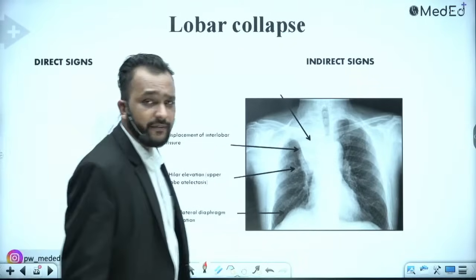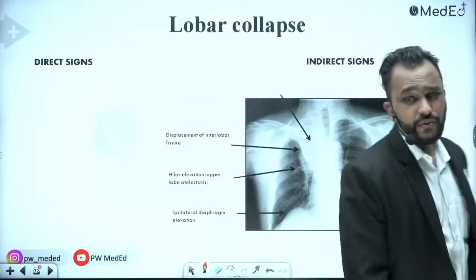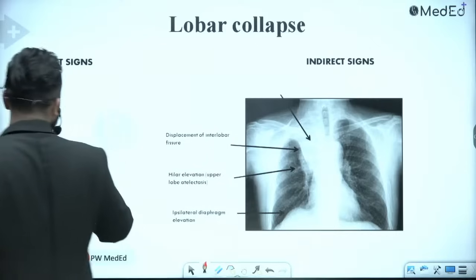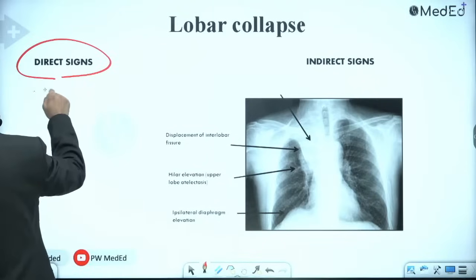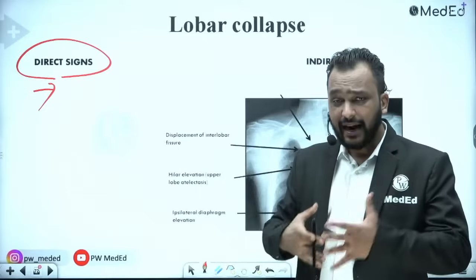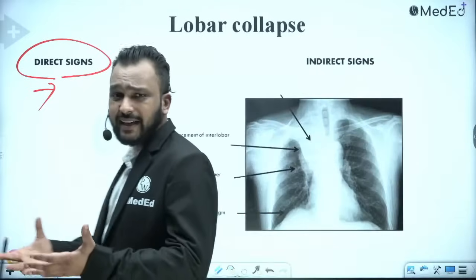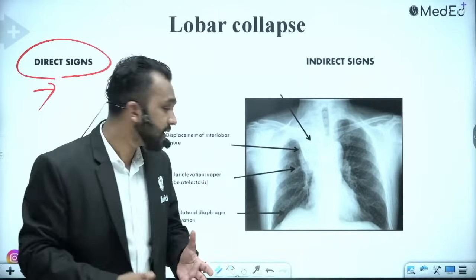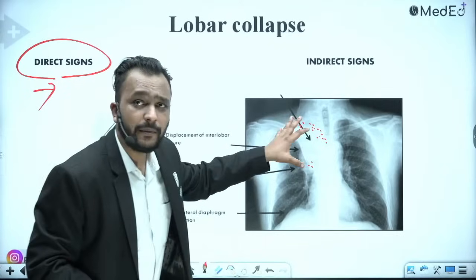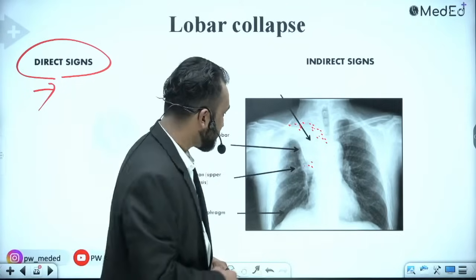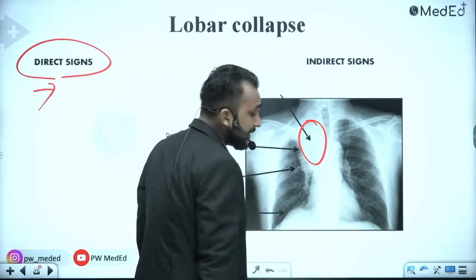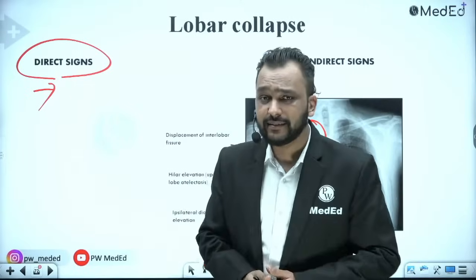So now let us have a look at a few signs of collapse. What are the direct signs? Direct signs include that whenever there is collapse of some part of the lung, that area will appear increased in density. Here we can see that this part of the lung, your right upper zone, is collapsed. So it is appearing increased in density. This is the direct sign.